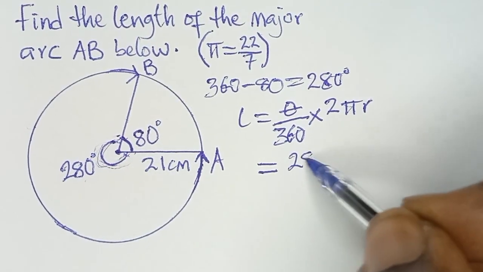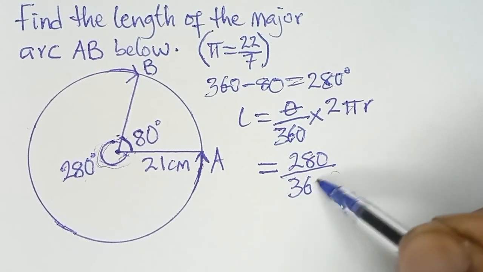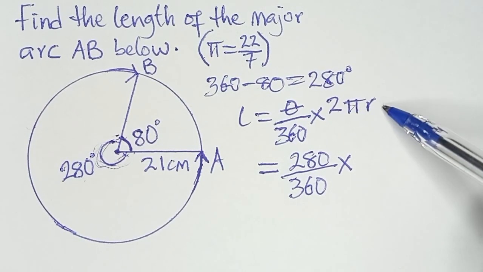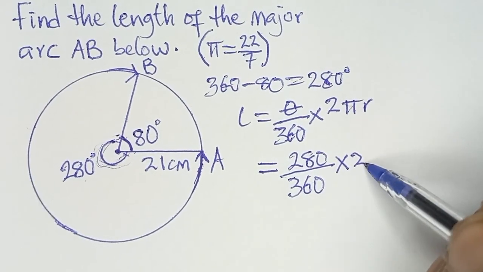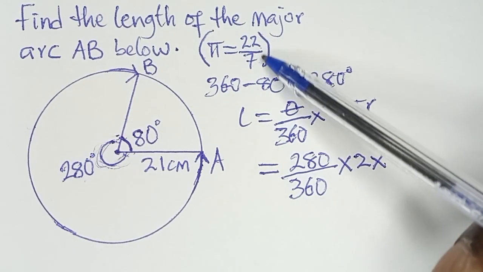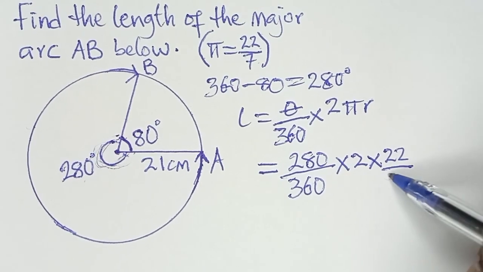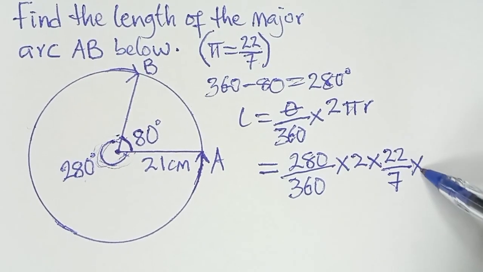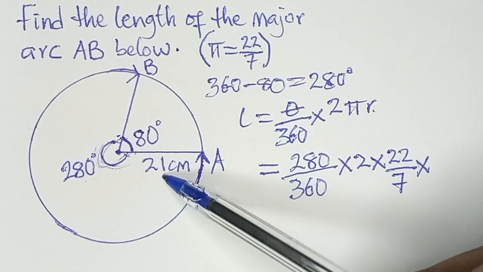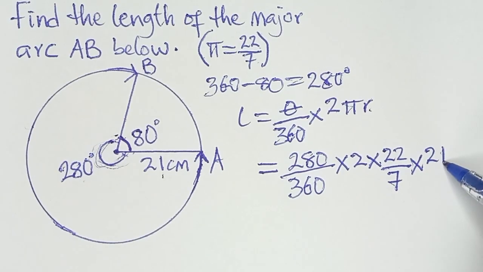So we are going to say 280 over 360. Then multiply by 2 pi r. 2 times the value of pi as given to us here is 22 over 7. So we say multiply by 22 over 7 and then multiply by the radius. The radius of the circle is 21 centimeter. So we say multiply by 21.